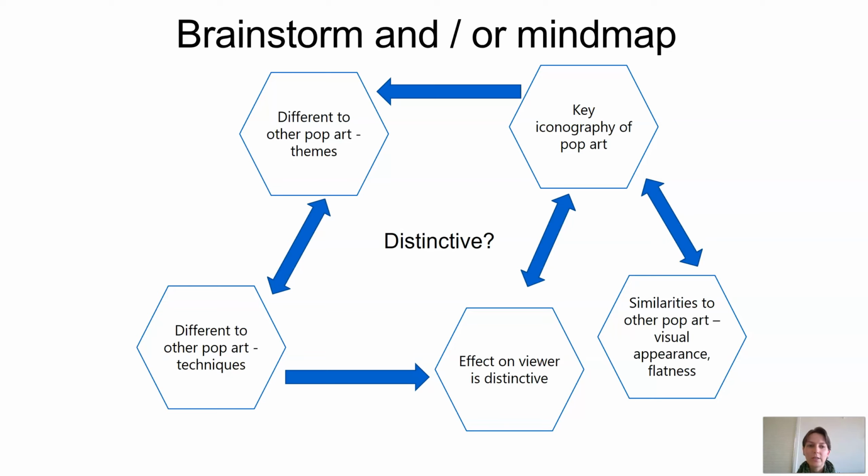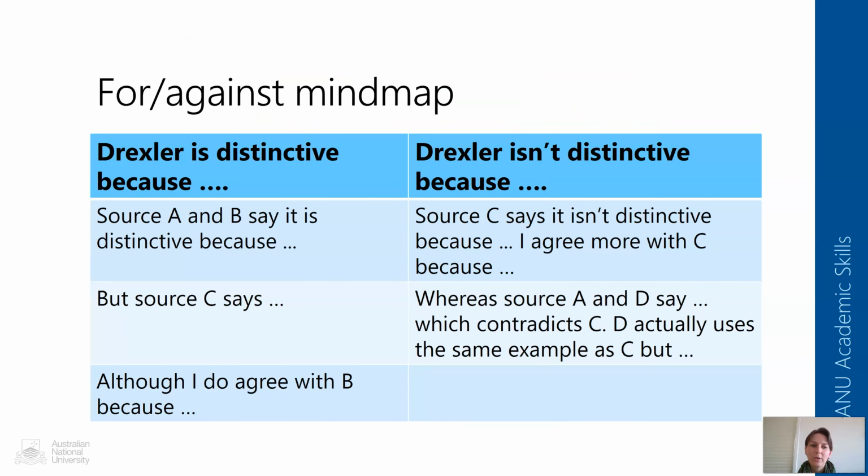That's your central question. And then you start to have a think about, based on all the readings that I've done, here are the key points that they keep on talking about. So they talk about other pop art themes, they talk about the effects on the viewer, whether that's distinctive, and that could be for pop art as a whole, or it could be for Drexler's work. You might put down a few extra notes on both of those. And you try and make connections between the ideas to help you to answer the question.